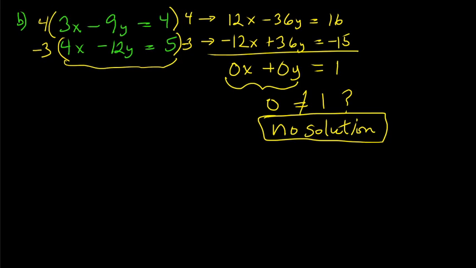All right, last one. And I guess we'll do part C because it looks difficult, because it has fractions in it. So this is number 1C. Again, we want to solve the system of equations 1 over 12 times x minus 3 over 4 times y equals 1. And the second equation is 2 over 3 times x plus 1 over 2 times y is equal to negative 5.